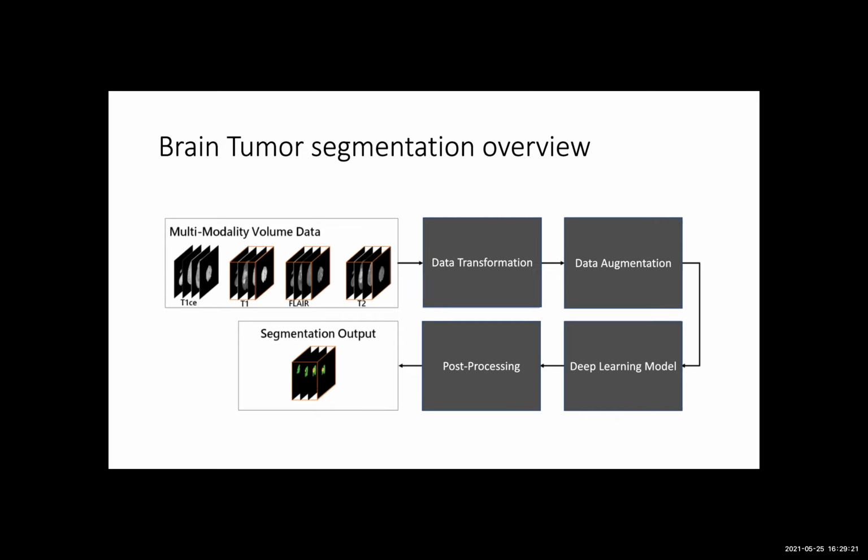Usually after the data augmentation, the input is fed into the deep learning model. After that, some solutions apply post-processing, such as removing very small segmented parts, and then they provide the final segmentation output. The final output consists of different layers, and each layer represents a subregion of the tumor.